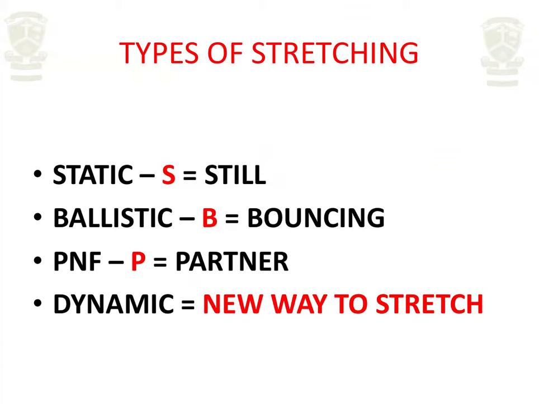I've just put this little slide together here for you, just to give you an idea of how to help you with your memory of looking at the different types of stretching. If we think of static stretching, S for static is S for still. We think about ballistic, the B from ballistic is B for bouncing. If we think about PNF, the P for PNF relates to partner stretching. And finally, dynamic. That's just straight out the new way to stretch. It's been the latest craze of the way people should be trying to stretch these days. And we're going to have a look at each of those 4 areas now in a little bit more detail. But they're the ways to help you remember your types of stretching.